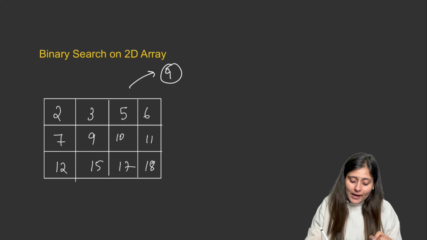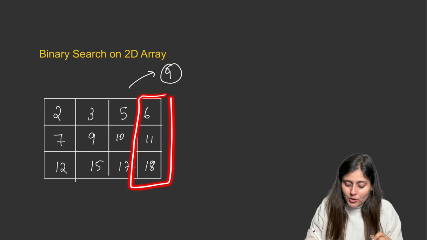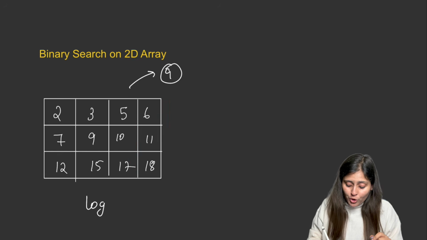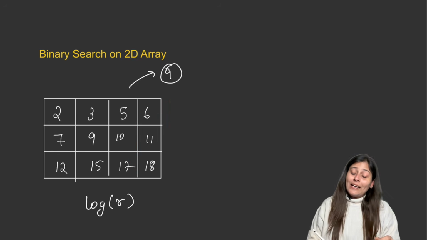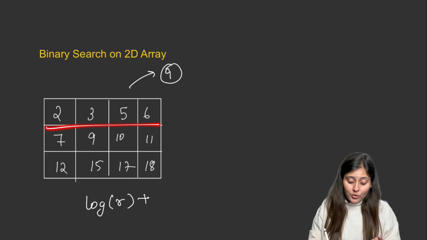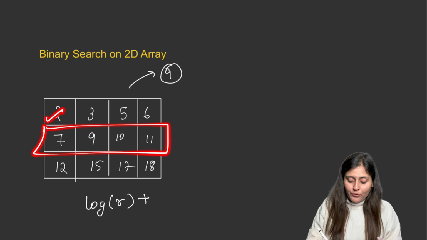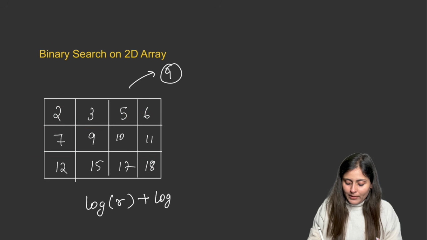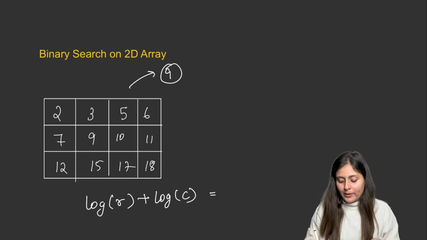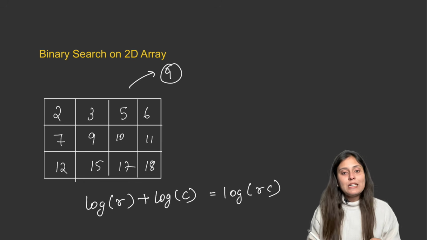First, you applied binary search on the column, so basically number of rows, so you can say log of r time complexity, and then plus, you apply binary search on a valid row. Valid row means number of columns, so the logarithmic time will be log of c. And log of r plus log of c is nothing but log of r into c.